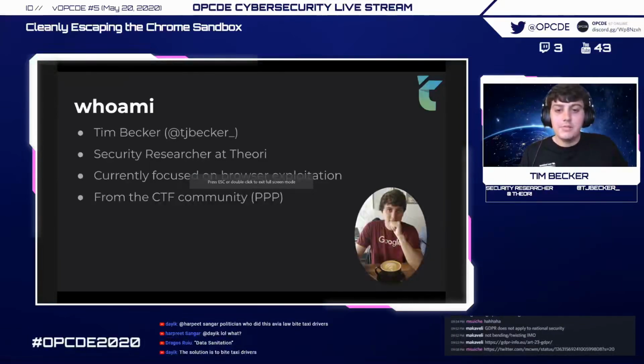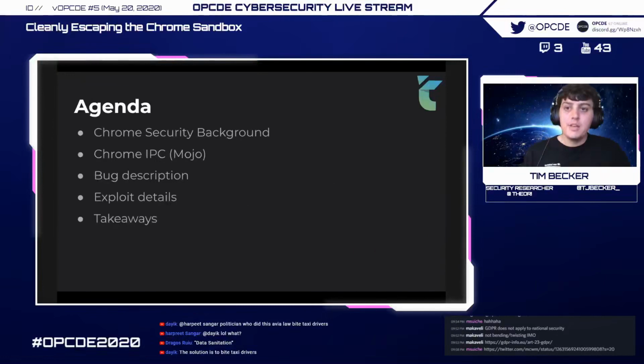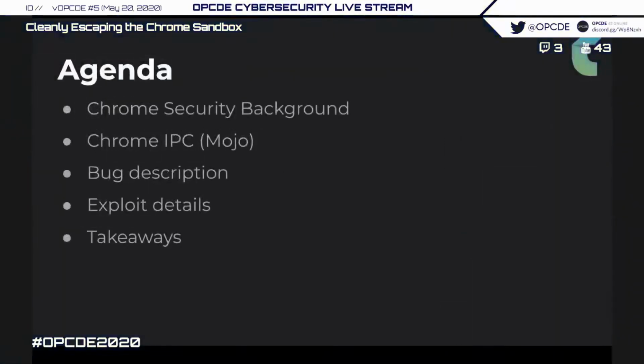But we're not here to talk about CTFs. We're here to talk about Chrome. So on the agenda for today is first a bit of background about Chrome, a little bit about the security architecture and the IPC mechanisms in Chrome. That should be enough to describe the details of the bug and explain how it can be triggered. And then we'll get into the details of how the bug was exploited.